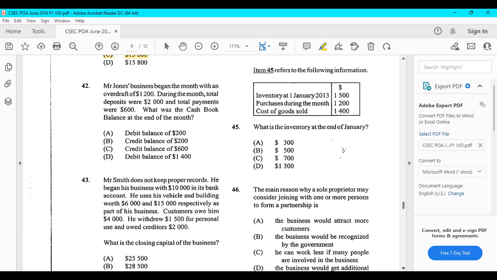Total deposits of $2,000 were made. It's a deposit, we're getting money. We have to add the $2,000. Sorry if I said 200, it's 2,000. And total payments of $600. Payments, we lose money, you have to subtract the $600. So the balance that's left is a positive 200, which would indicate that it is a debit balance of $200.